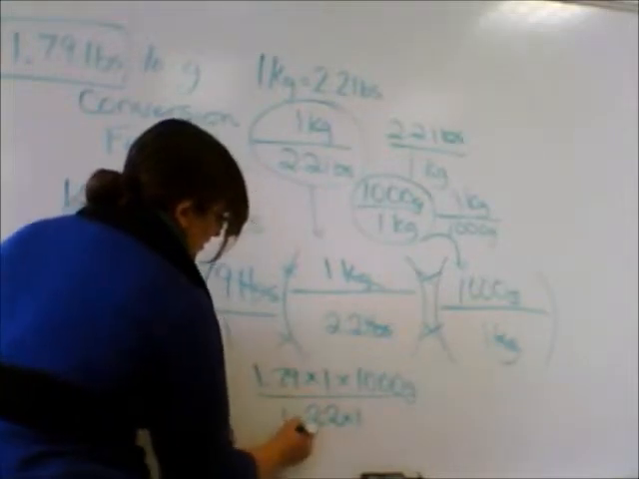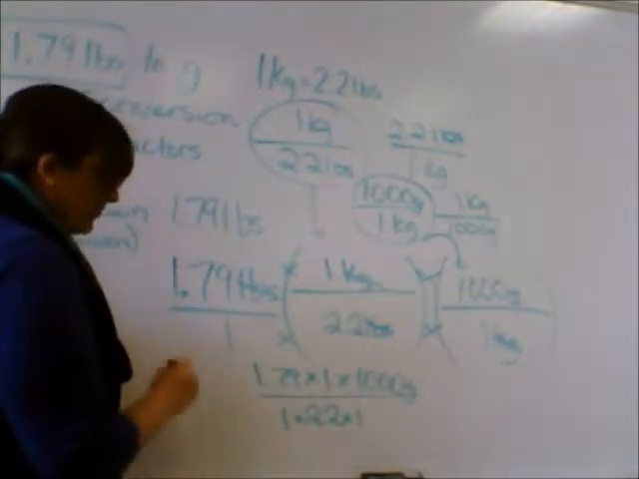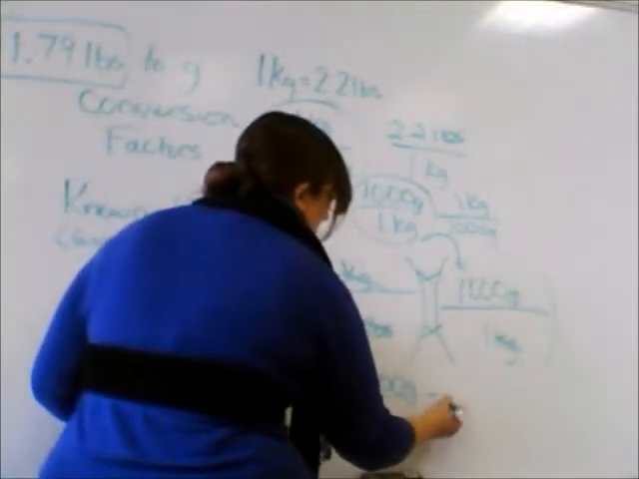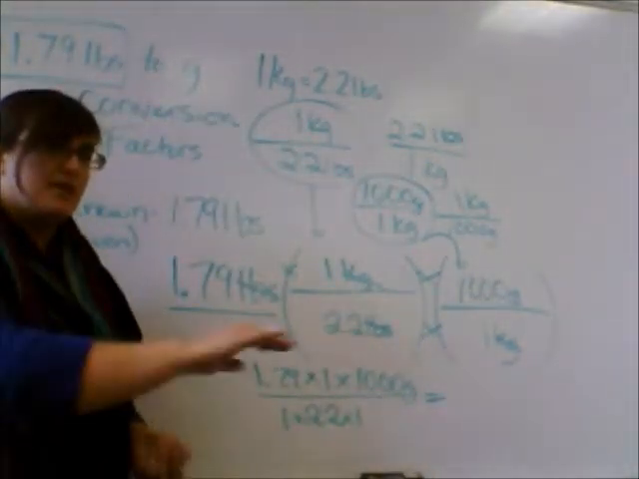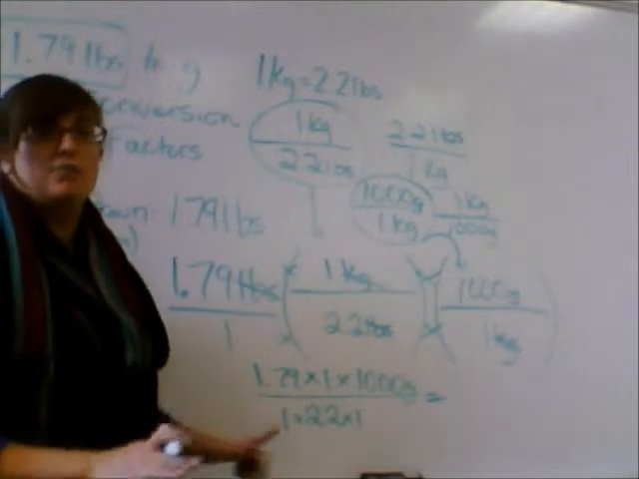And in theory, this little 1 would be multiplied as well. So now we just do the math and get our answer. Just multiply the top, multiply the bottom, divide, and we're done.